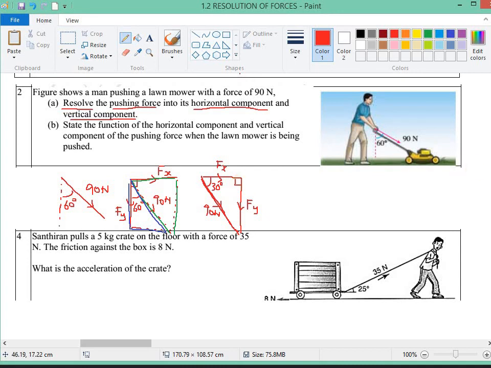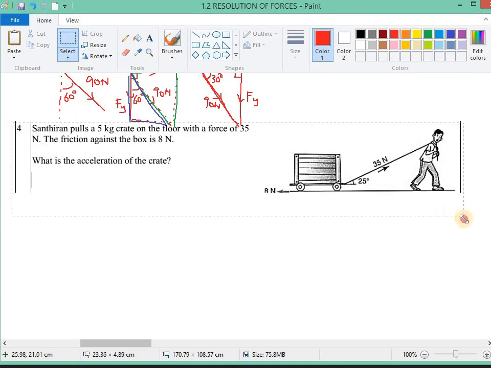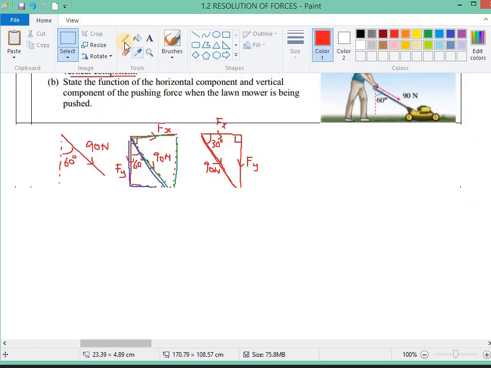I think I erase this part so that we have more space. So if you want to calculate this Fx, we can use cos. So cos 30 degree equals to Fx over 90.